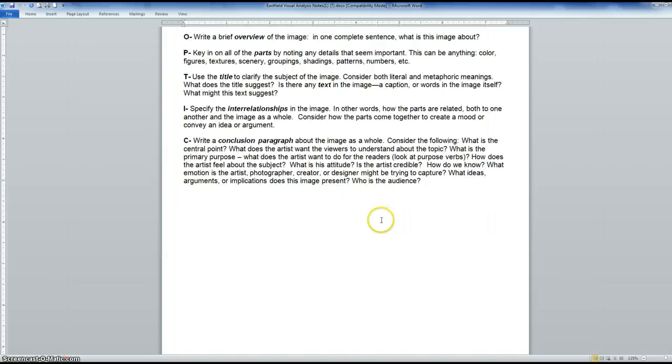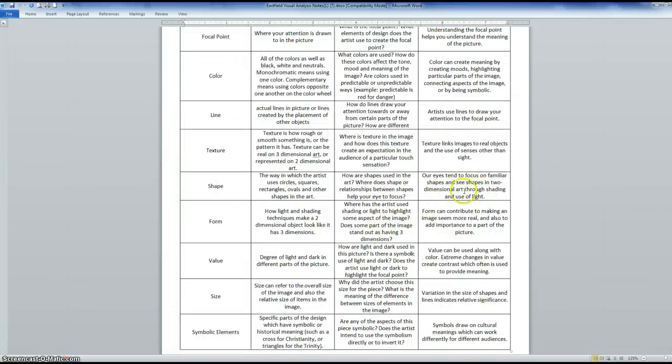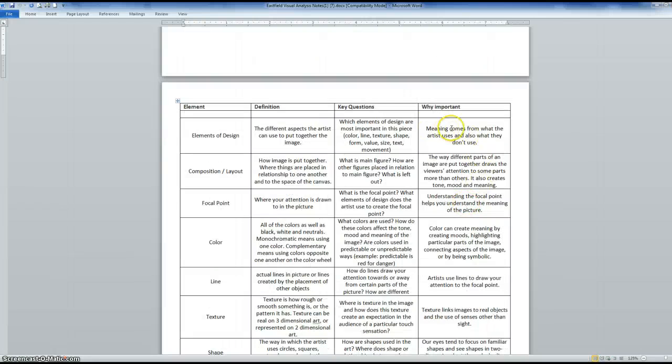So just look at this, and again, if you scroll down, it has the terms once again and possible key questions that you could try to answer in your analysis, and why these terms or why this element is important to your image.